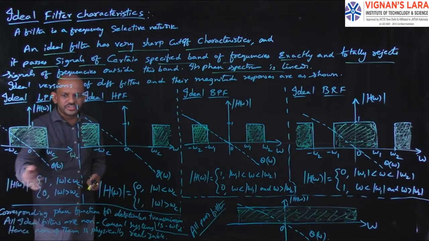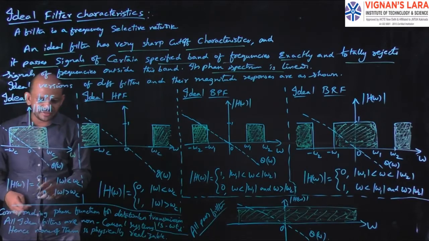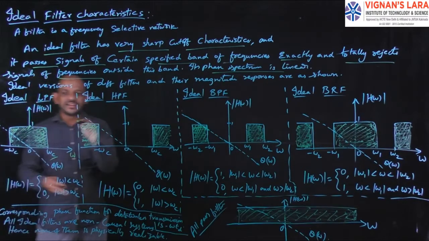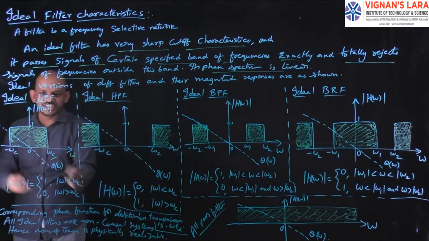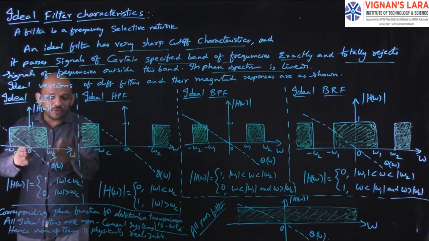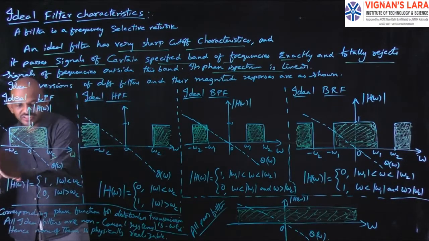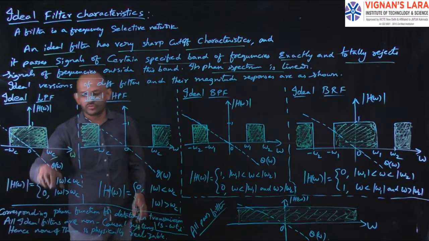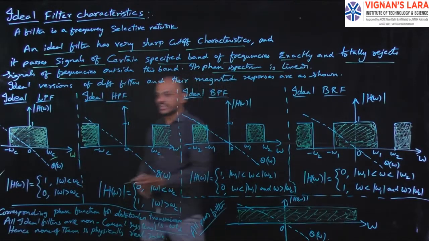So mod of H of omega, that is the magnitude of the transfer function, is equal to 1 for mod of omega less than omega c. That means minus omega c less than or equal to omega less than or equal to plus omega c. Between this range, the value is 1. And the value of mod of H of omega is equal to 0 for mod of omega greater than omega c, that is after omega c and before minus omega c. So here and here, for all these, the value of mod of H of omega is 0. So the ideal low pass filter can be specified by this equation.